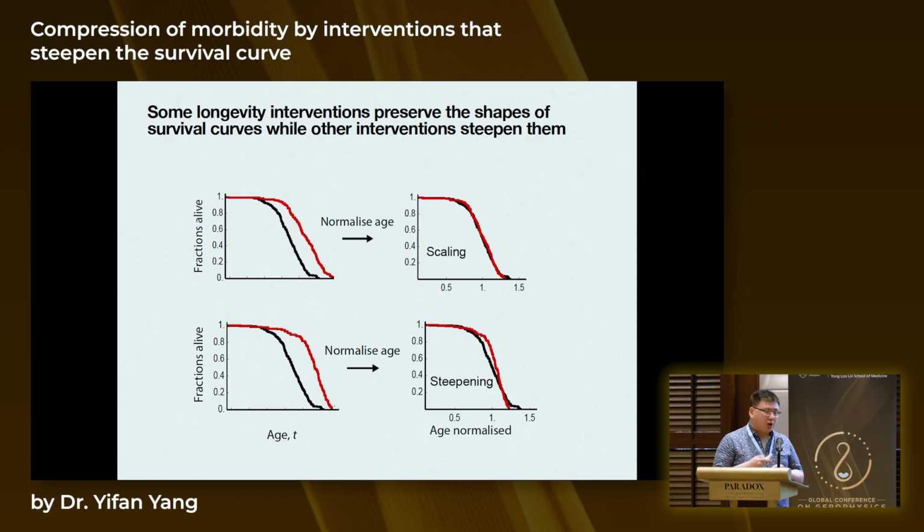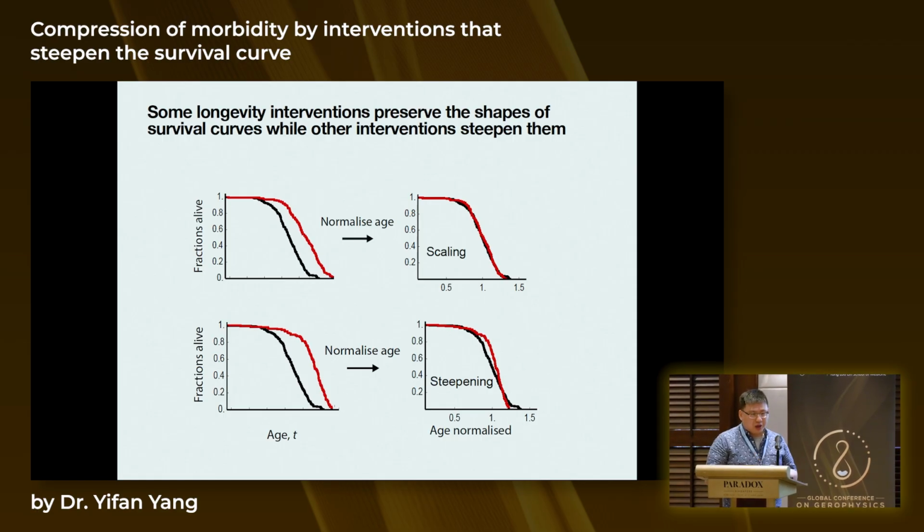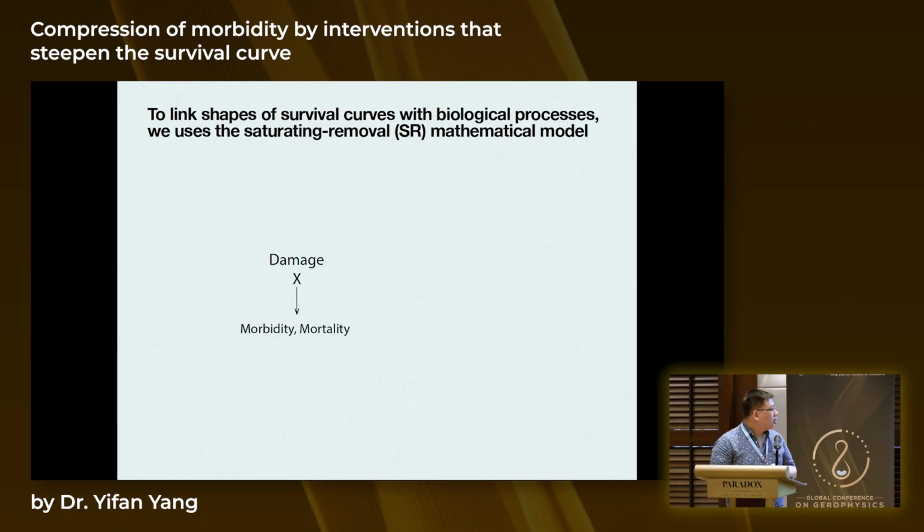In contrast, in the bottom row, you also have a longevity intervention with an increased median lifespan, but when you normalize, the two curves don't collapse onto each other, and the red curve, which is treated, is steeper than the control curve. So this is what we call a steepening intervention.